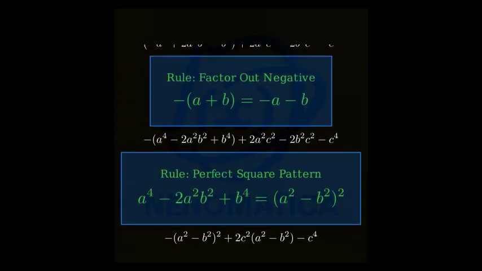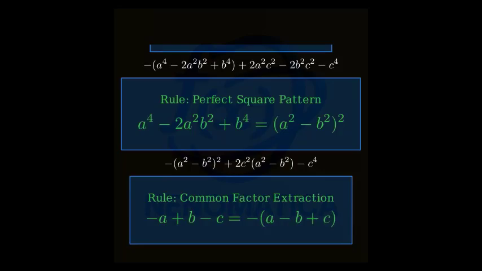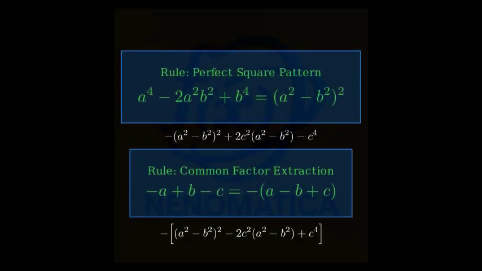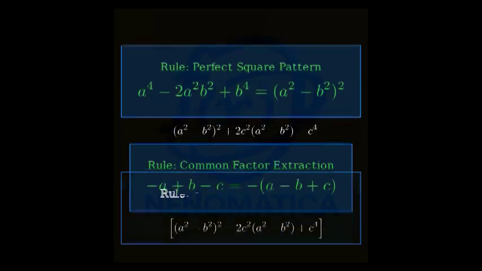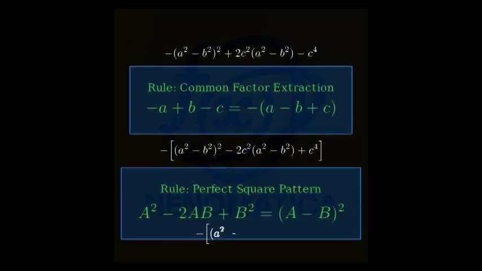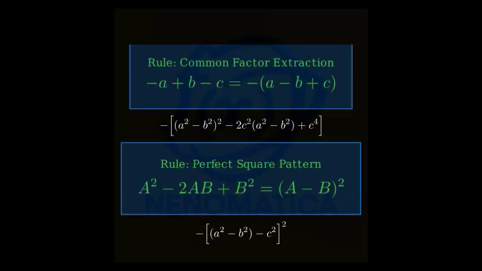For the fifth step, we'll factor out a negative sign from the entire expression. This allows us to bring all terms under one negative sign. In step 6, we notice that the expression inside the brackets is itself a perfect square pattern. It can be written as the quantity a squared minus b squared minus c squared, all squared.